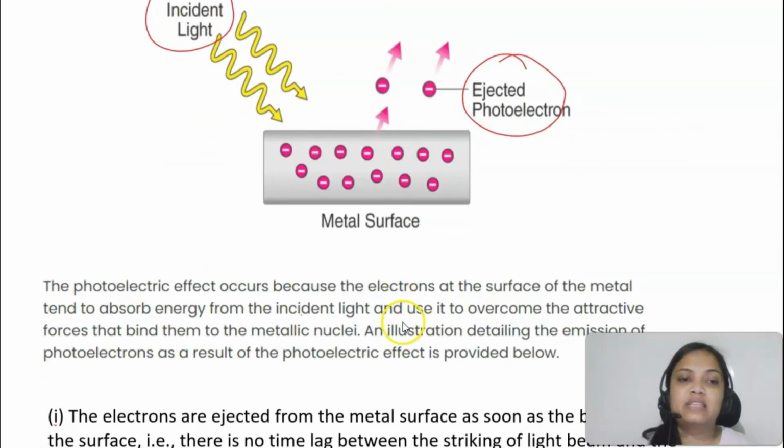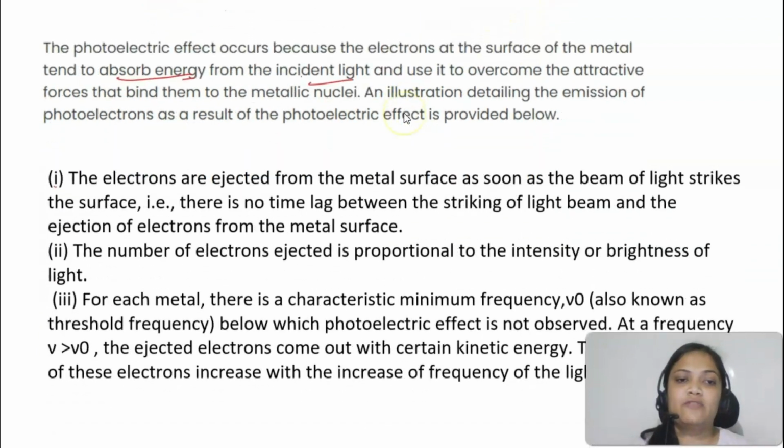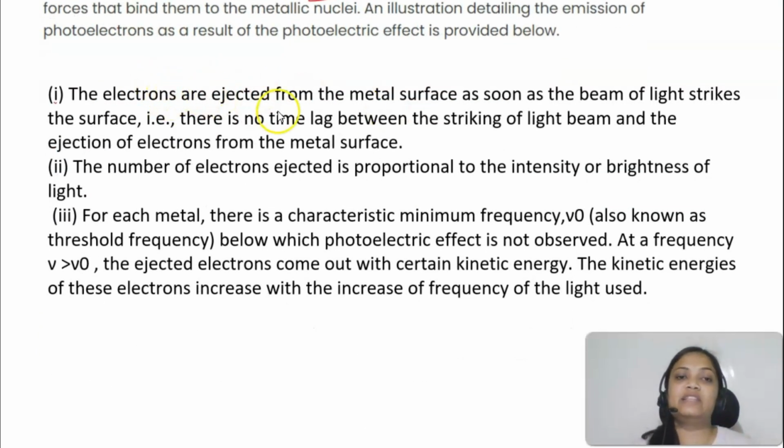Now what is happening in this case? The photoelectric effect is happening because the electrons present on the surface of the metal absorb energy from the incident light. They overcome the attractive forces that bind them, and they come out. They get ejected. Now what were the observations made from this photoelectric effect? Electrons are ejected from the metal surface as soon as the beam of light strikes it, meaning there would be no time lag or time gap in between. As soon as light strikes the metal, electrons would be ejected.